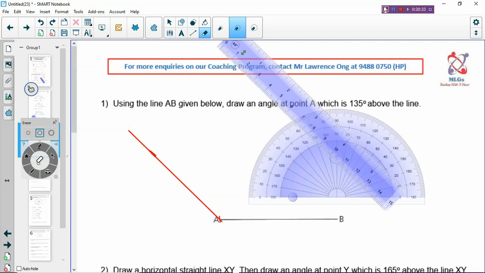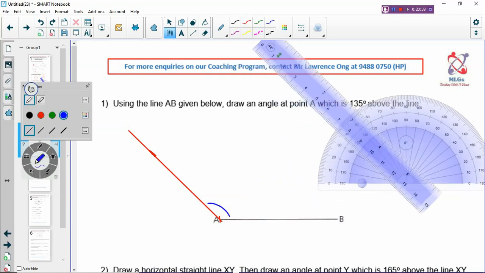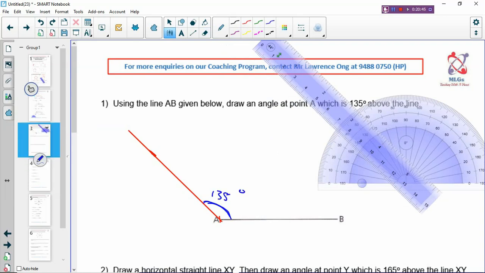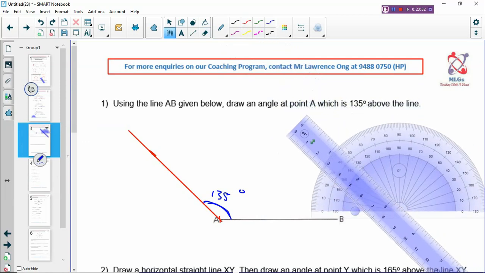And after you have drawn this line, what do you do? You need to mark out the angle. So this is your angle, right? And that will be 135 degrees. So you need to mark out the angle. Okay, and that's it. That's how you draw this angle, which is 135 degrees above the line AB.